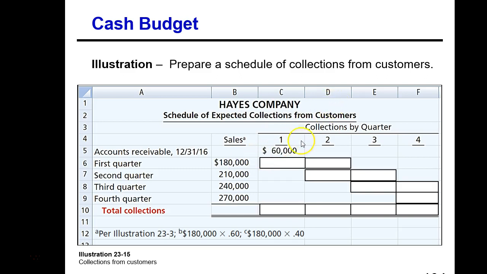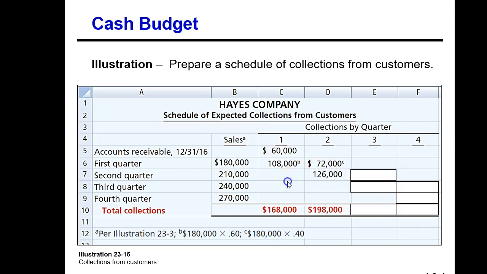The accounts receivable, they said, that was owed to us from last year will be collected in the first quarter of the 2017 year. When it comes to our sales, we're going to collect again. We expect to collect 60% of our sales in the first quarter, and 40% of our sales will be collected in the second quarter. So this amount here has been broken down into 2 quarters.